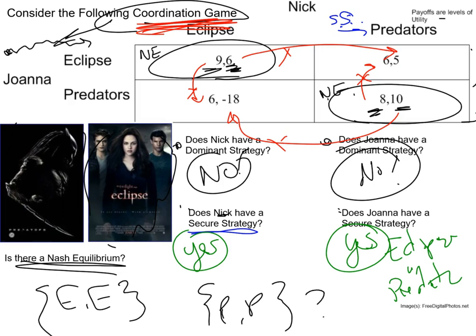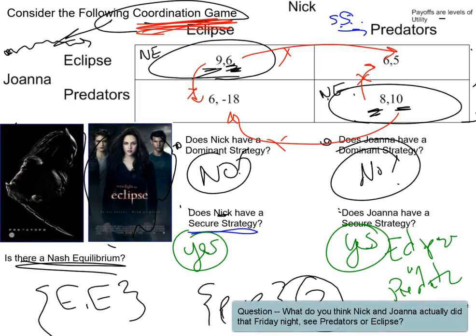Curiosity, though. This is loosely based on a real story, right? Some of the names and characters have been changed, but it's loosely based on a true story. Some of it. What do you think they actually did on that Friday night?